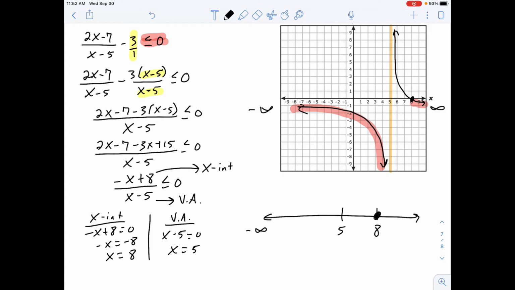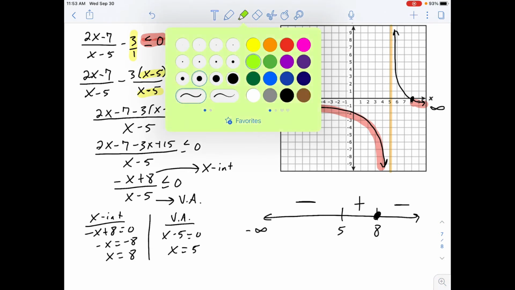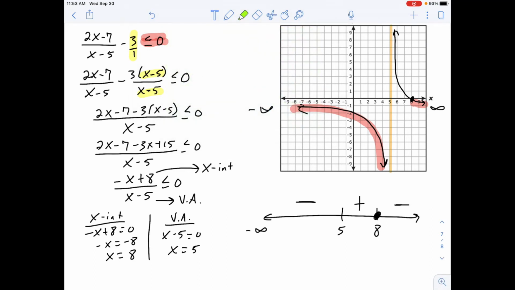So let's go ahead and put our sign chart here. From negative infinity all the way up to this vertical asymptote, which is at 5, this graph is below the x-axis, so it's negative. From 5, the vertical asymptote, all the way to 8, it's above. And then from 8 all the way to infinity, it is below. So we already said that we wanted where it is below. So we want these two intervals right here.